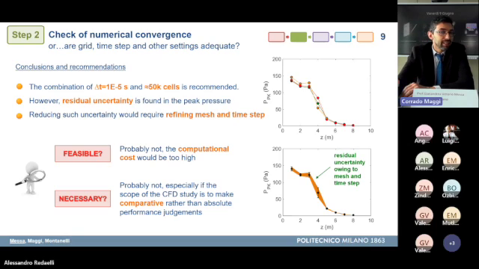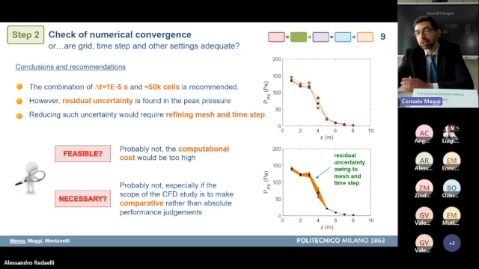But in our case, the purpose was different, because the goal was mainly to compare different configurations. So the scope was mainly comparative. And if the scope is comparative, probably some residual uncertainty is also acceptable. And so in this case, I wouldn't recommend running additional, more time-consuming simulations, and this is what basically we did.